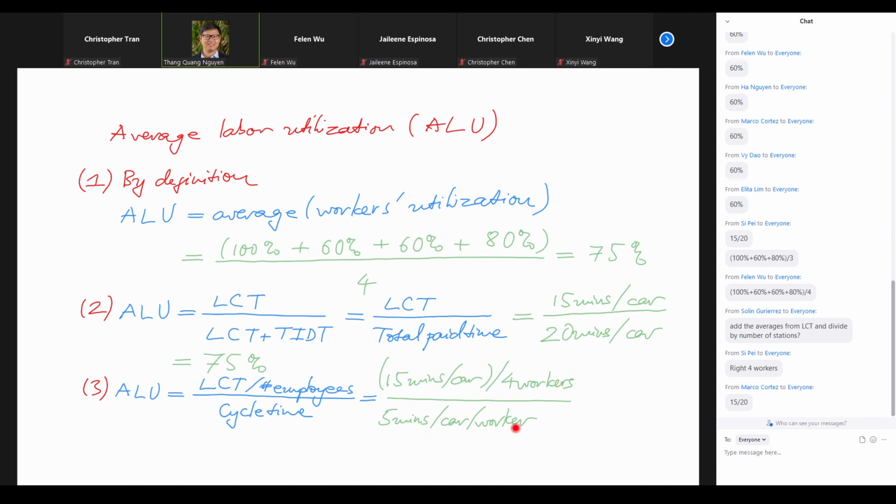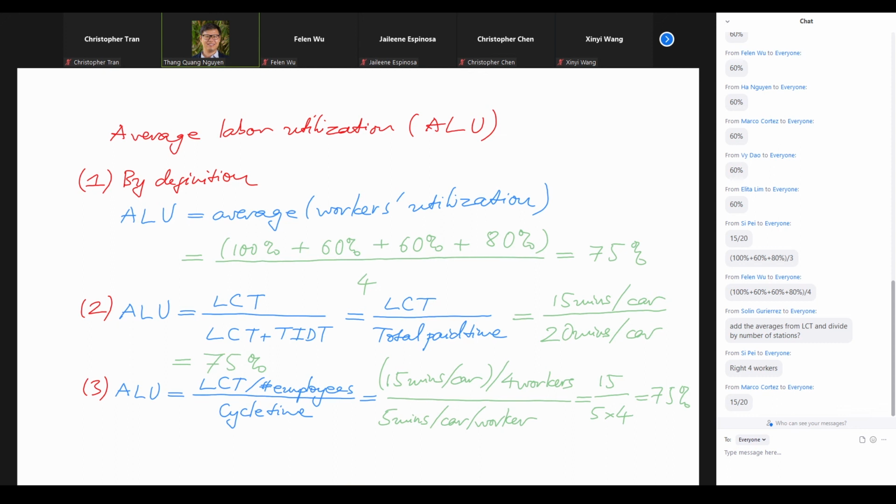So if we look at this equation, the minutes per car will cancel out, the workers will cancel out. So what we have left is 15 divided by 5 times 4, right? And eventually that's 15 divided by 20, and we have 75% one more time. So that's our average labor utilization. No matter how we calculate it, the 3 methods will generate the same answer, because they are telling us the same thing, even though the forms of the equation are different.